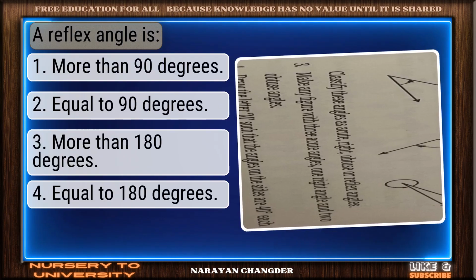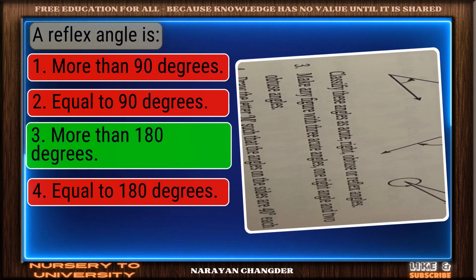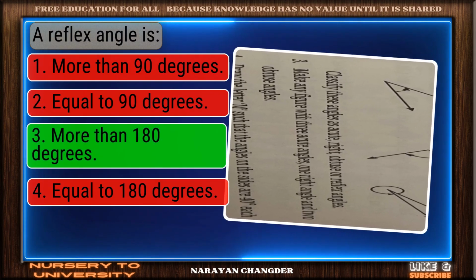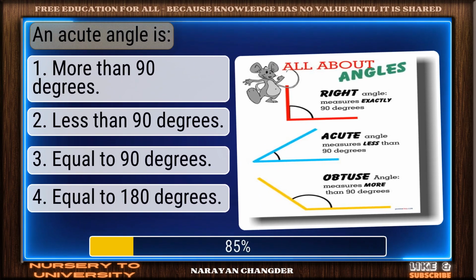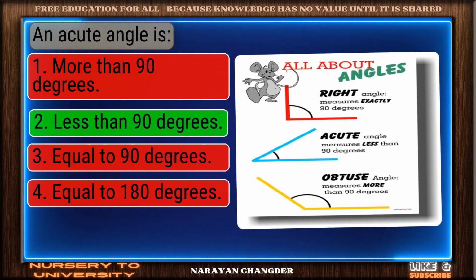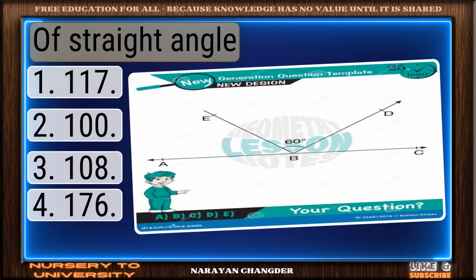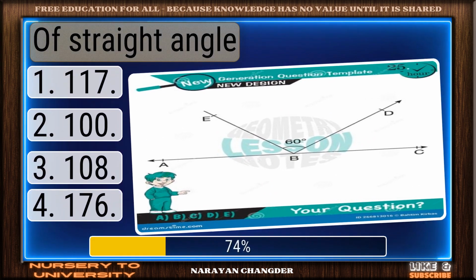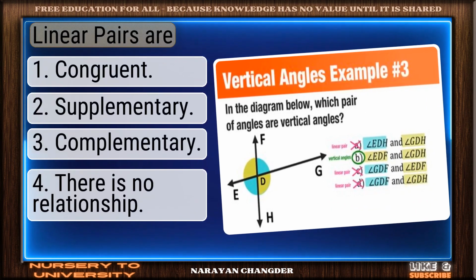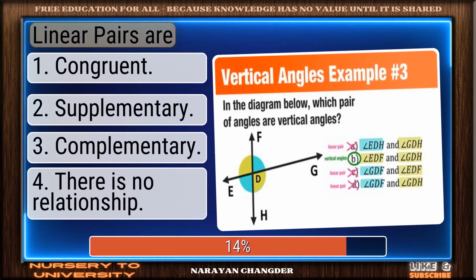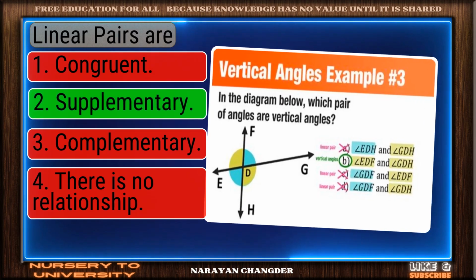Question number 295. A reflex angle is. Well done. More than 180 degrees is the right choice. Question number 296. An acute angle is. Nicely done. Less than 90 degrees is a solid answer. Question number 297. Supplement of straight angle. Solid response. 108 is a valid choice. Question number 298. Linear pairs are. Well reasoned. Supplementary is the correct choice.